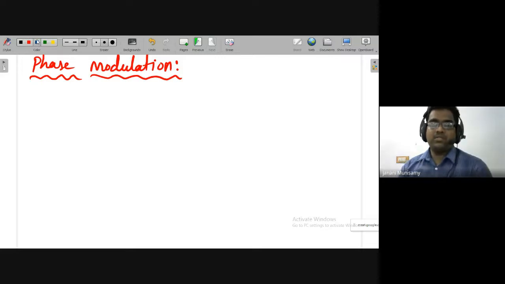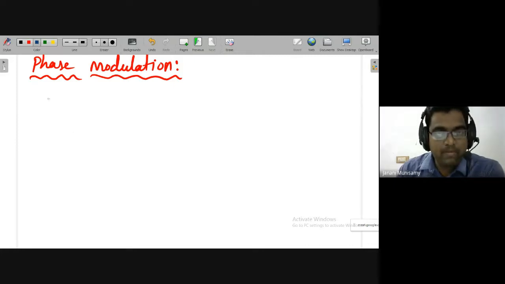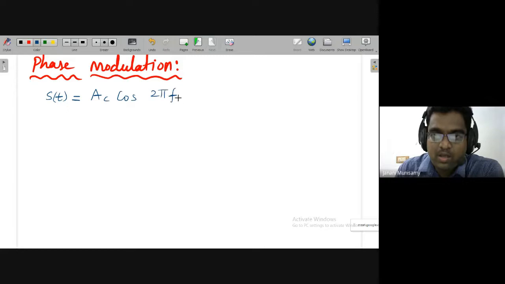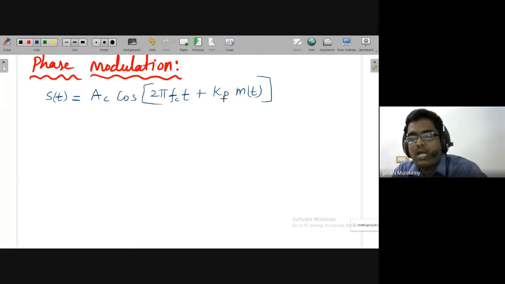So in case of phase modulation, indirectly we will have frequency modulation also, but we'll see what the definition of phase modulation is. S of t equals AC cos(2 pi fct plus kp into m of t). Now it is very simple. Instead of kf, I am using kp. Instead of using integration, I am simply putting the message signal.